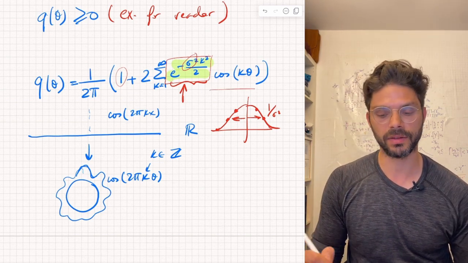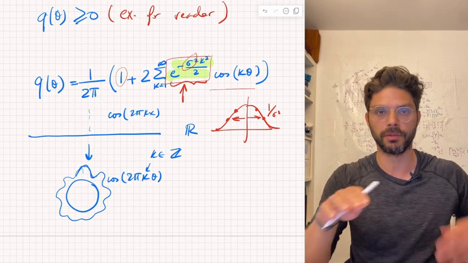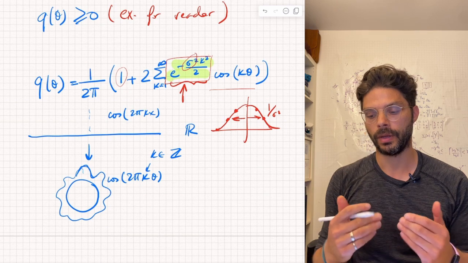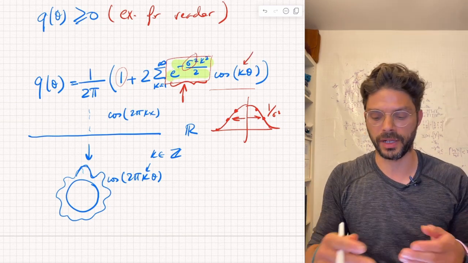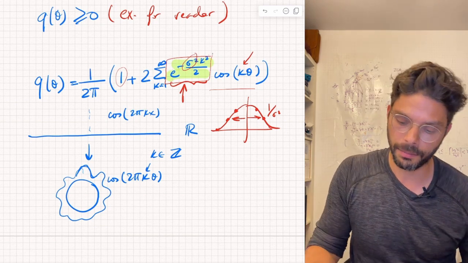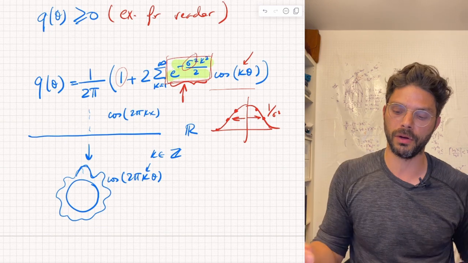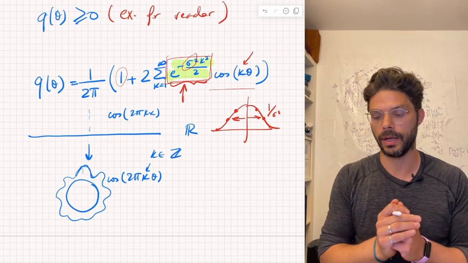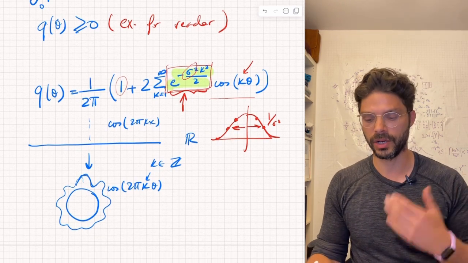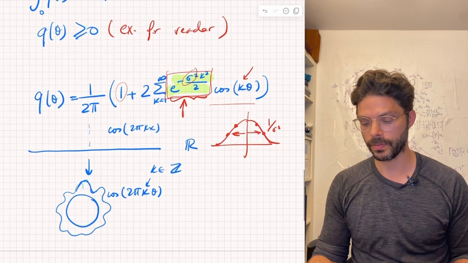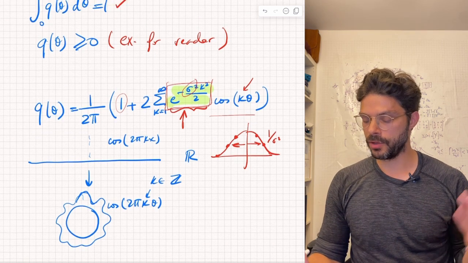You have a bunch of cosines reflecting the fact that we have a symmetric distribution, symmetrical around 0. The k's are integers because the function is periodic, but just like in the other case, the coefficients form a bell curve. I thought it was a pretty cool connection that way. So I just wanted to share that with you.